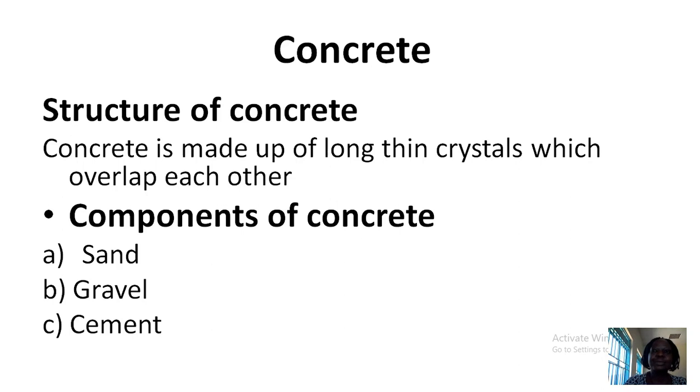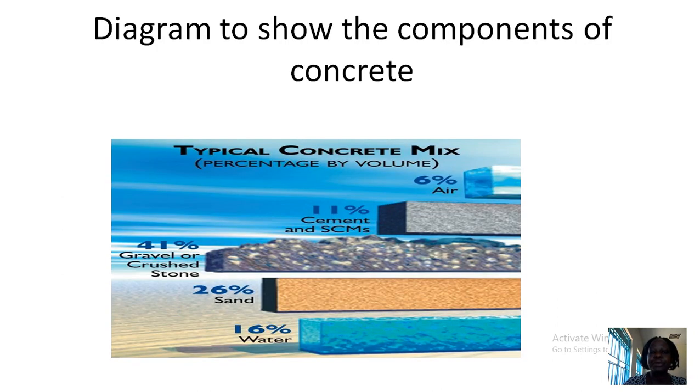But then we need to be a little more informed about the structure of concrete. Concrete is made up of long, thin crystals which overlap each other. And the components of concrete are sand, gravel, and cement. Below is a diagram to show the composition of concrete with its percentages.